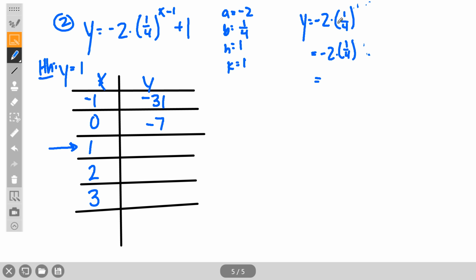Okay, let's plug in 1. So 1 minus 1 plus 1. So 0 plus 1. So that's negative 2 plus 1, which is negative 1. Plug in 2. 2 minus 1 plus 1. 1/4 to the 1, plus 1. Is 0.5.